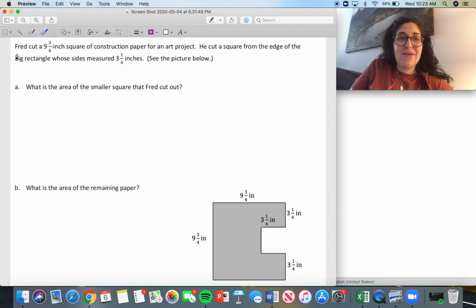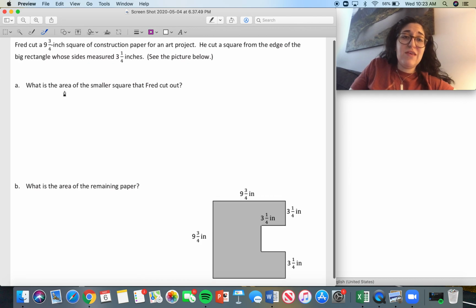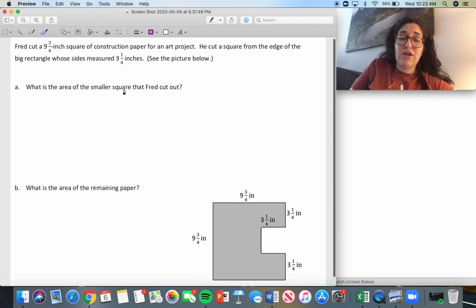So today we're learning about Fred. He's an artist, and he cut a 9 3/4 inch square of construction paper for an art project. He cut a square from the edge of the big rectangle whose sides measure 3 1/4 inch. See picture below. So what is the area? The first question we're answering is what is the area of the smaller square that Fred cut?